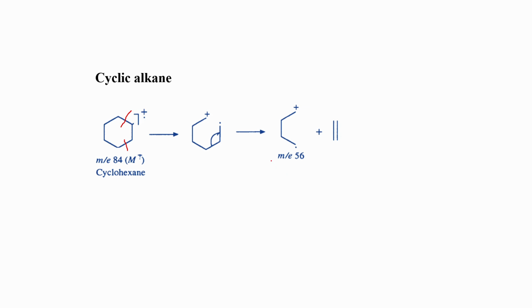After fragmentation, we will get a radical cation. This radical cation with m/e value 56 is formed by the elimination of an ethylene molecule. A neutral ethene molecule is eliminated from this molecular ion to form a radical cation with m/e value 56. That is the fragmentation pattern of cyclohexane.